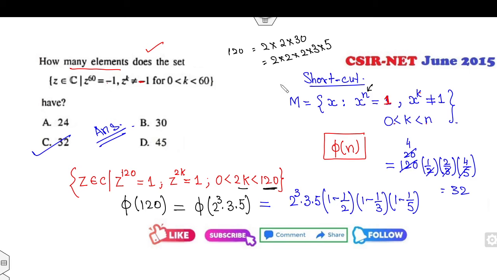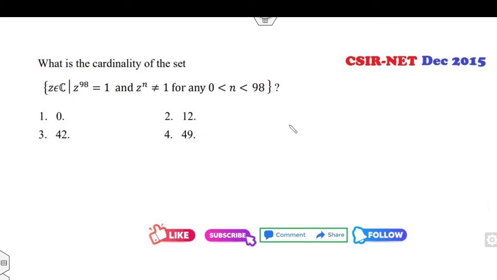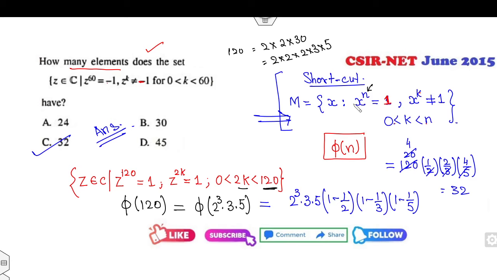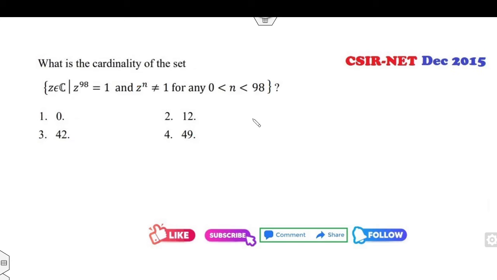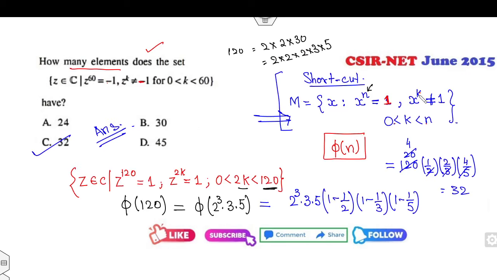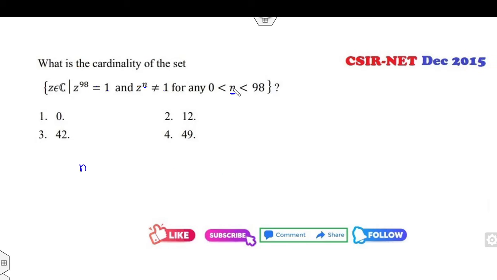A very simple shortcut trick for you, that is this. Okay, what is the cardinality of the set? Again the same approach. Again you can apply the same trick. Make sure x to the n should be plus 1. X to the k should not be equal to plus 1. You can see it is my plus 1. So in this case it is plus 1 and again a plus 1, and in this case instead of the n it is k. Fine. So all these properties are satisfied.